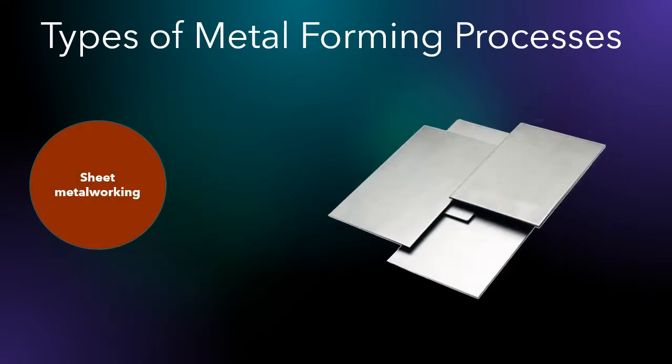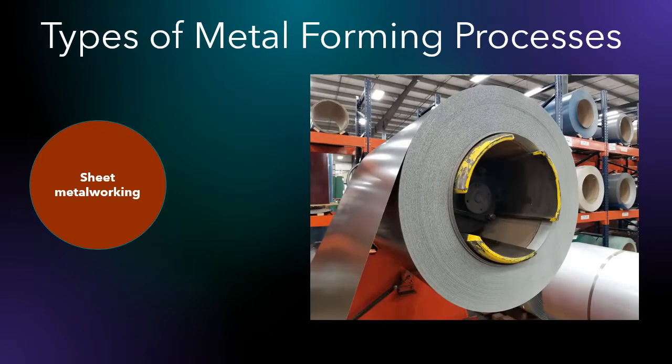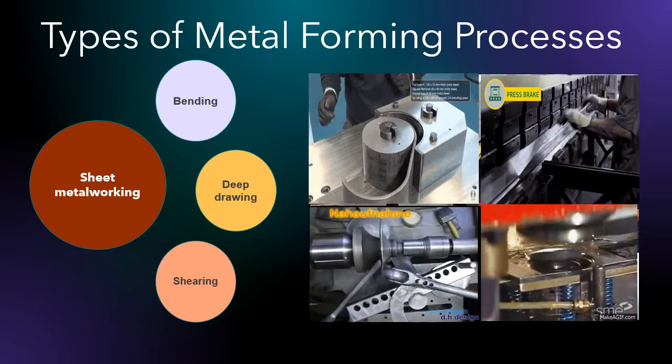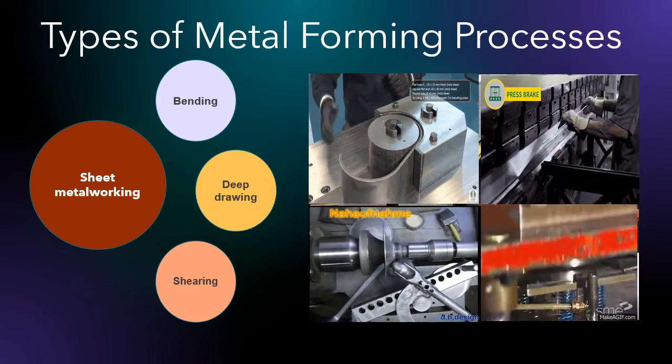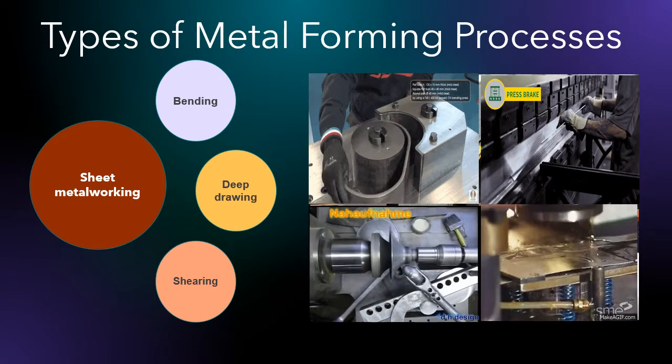In sheet metal working, the geometries have a high surface area to volume ratio, like metal sheets, strips, and coils. Forming processes like bending and cutting are called sheet metal working or press working because these operations are performed on presses. Parts are called stampings, and the usual tooling is the punch and die. The main examples are bending, deep drawing, and the shearing process.